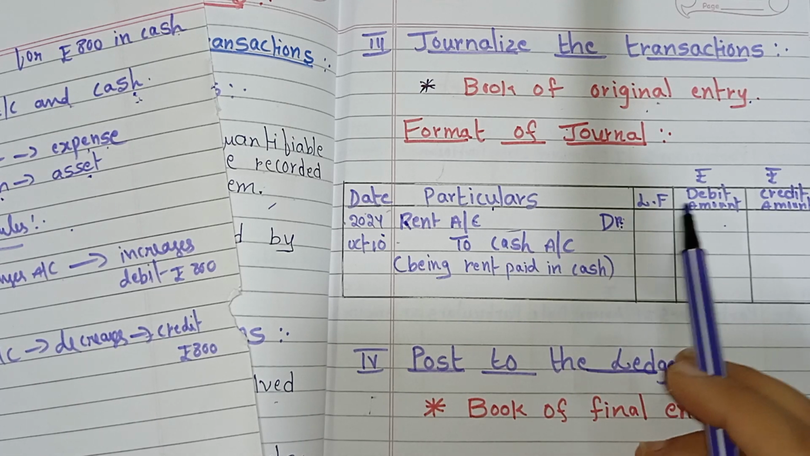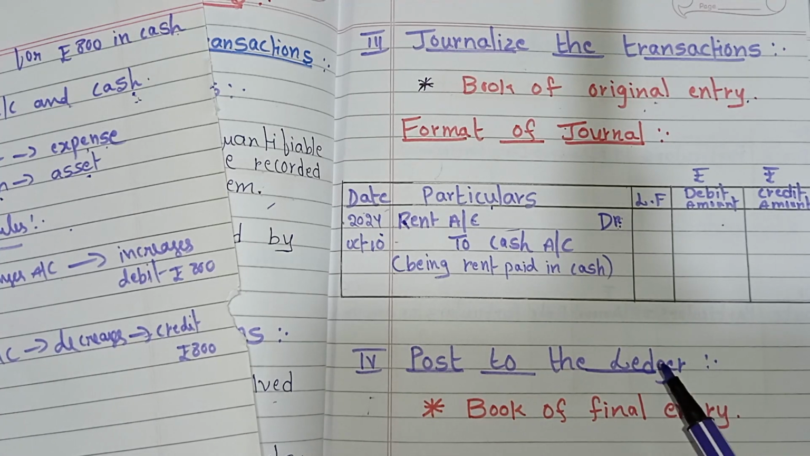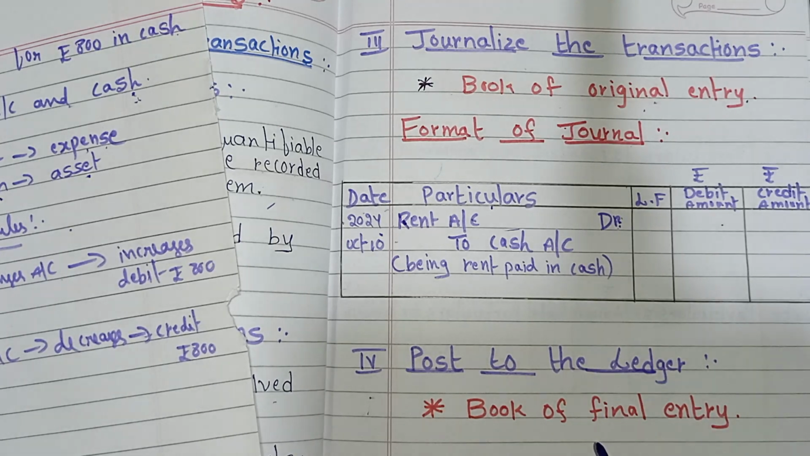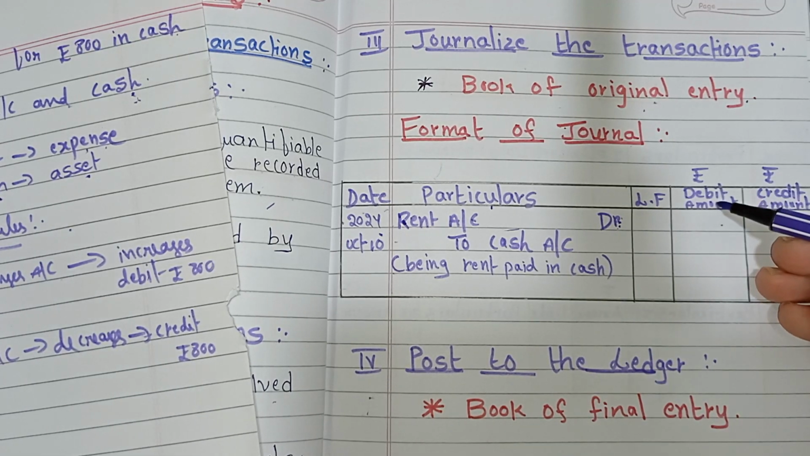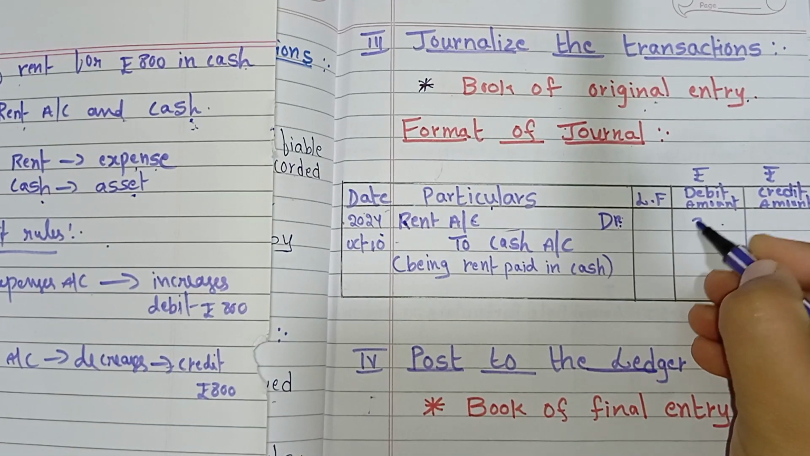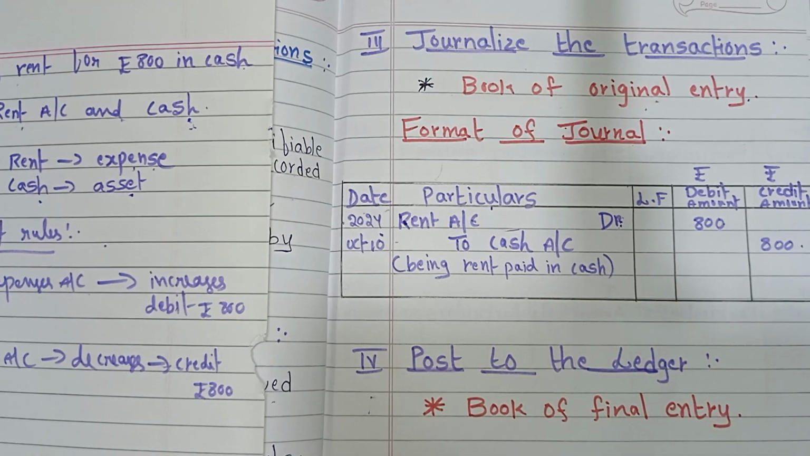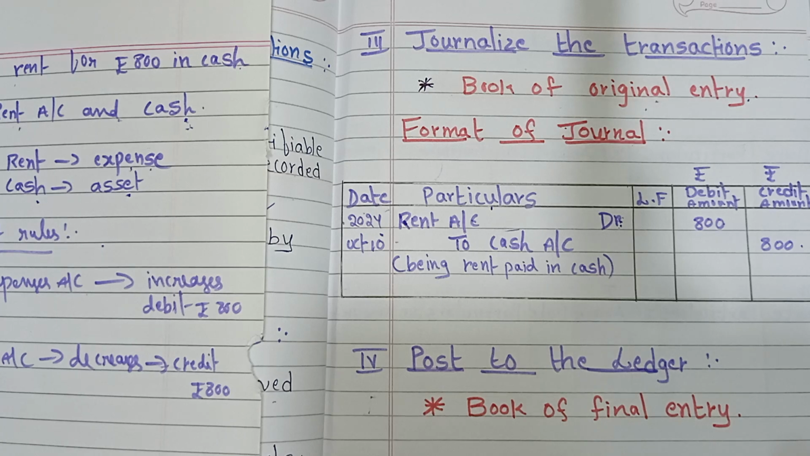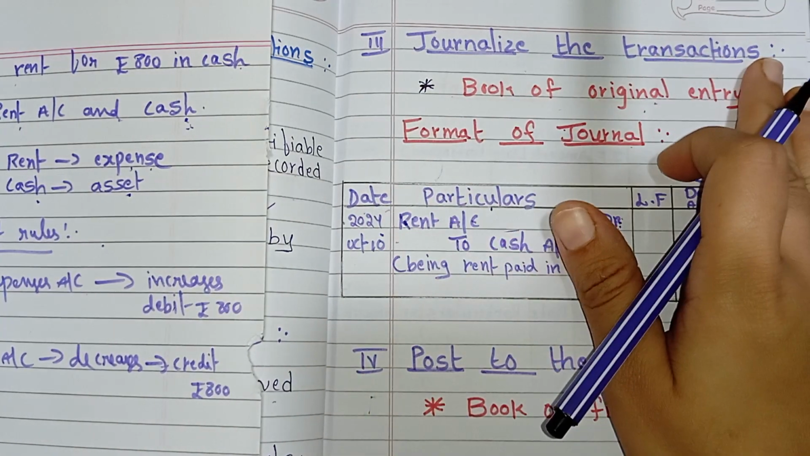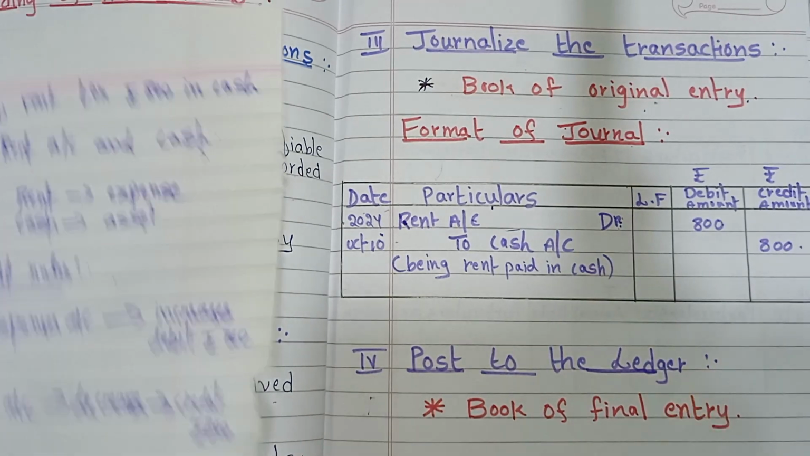And now we will move to the LF. LF means the ledger folio. It records the page number of the ledger book on which the relevant account appears. Fine. And after that, debit amount and credit amount. Debit amount, that is rupees 800, we need to write here, and credit amount, that is cash, also 800. Fine. This is about the journal. This is the format of the journal. Okay. After journalizing the transaction, the fourth step is post to the ledger.